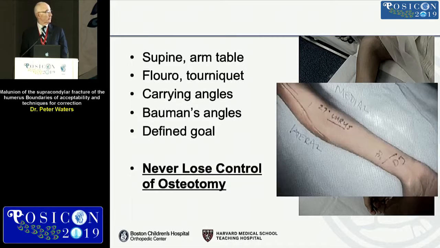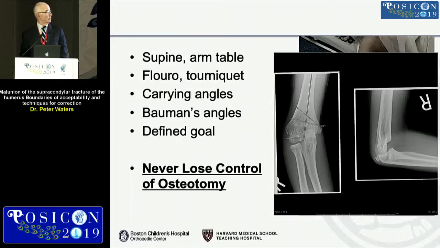So here's our desired correction. This child's got 27 degrees of varus. We know the carrying angle compared to the other side. Here's our preoperative radiographic planning, so we're trying to get a 25-degree correction. The cut is planned above the olecranon fossa obliquely to correct that Bauman's angle. And you can get some correction of your flexion, but not extreme correction like you could in a dome.